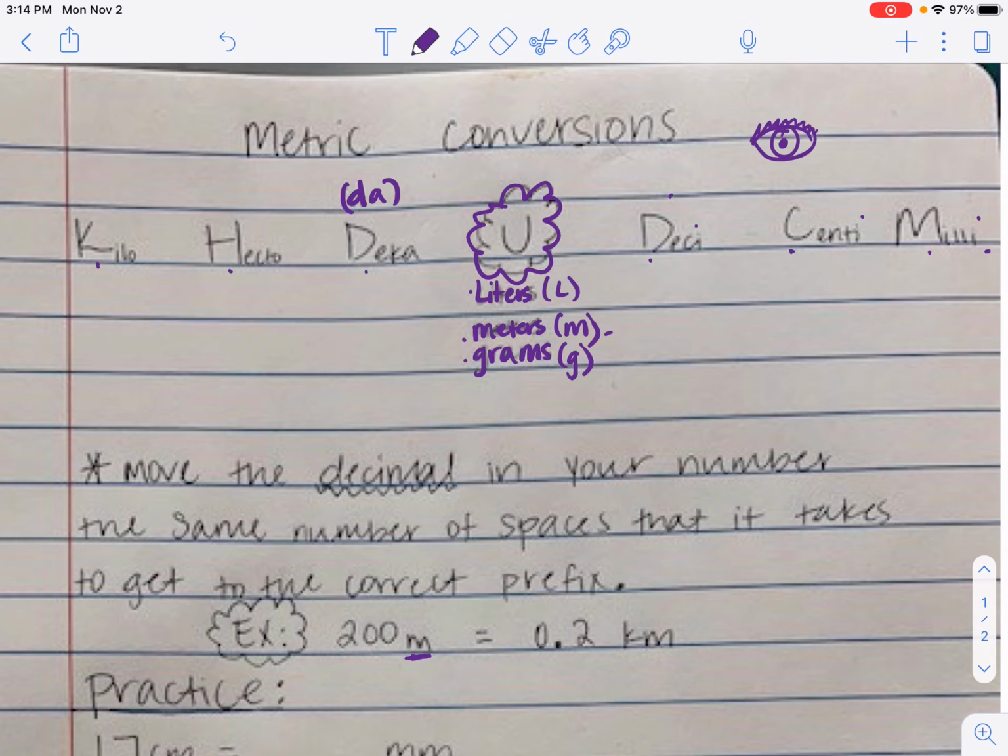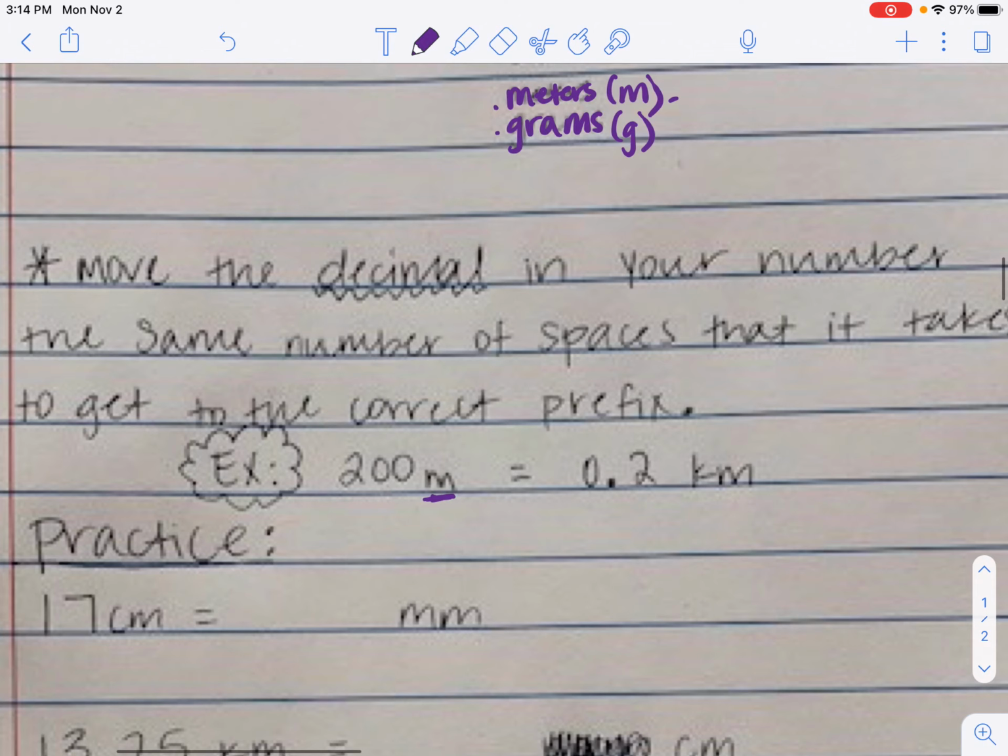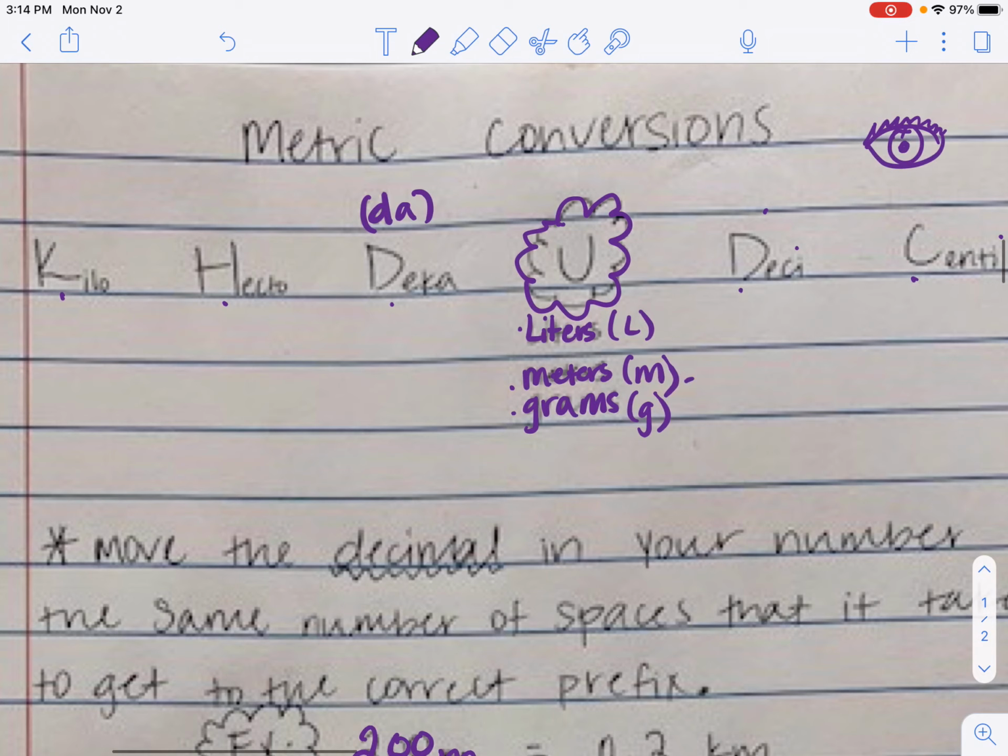Okay, so my rule is that I'm going to move the decimal in my number the same number of spaces that it takes to get to the correct prefix. So I know that makes no sense right now. Let me show you what I mean by that. So for example, if I had 200 meters, I want to know how many kilometers that is. So I'm starting with meters and I'm trying to get to kilometers. So I'm going to find meters on here. Meters is right here because it's a unit. All right. And then I'm going to find kilometers.